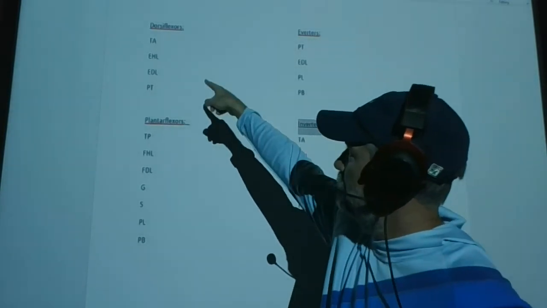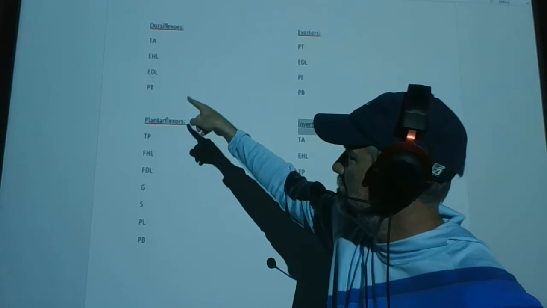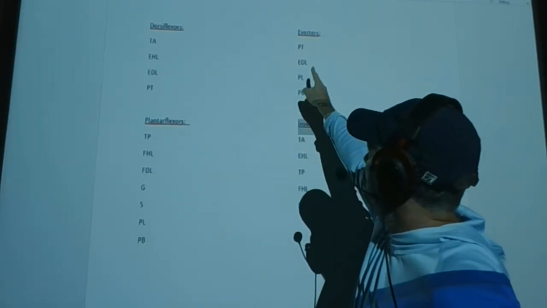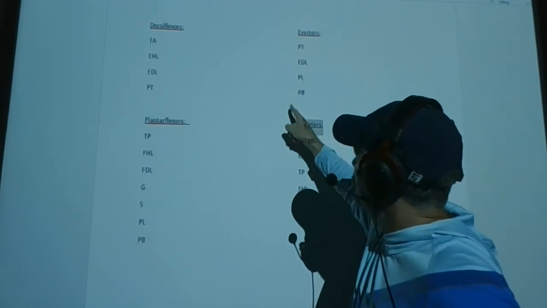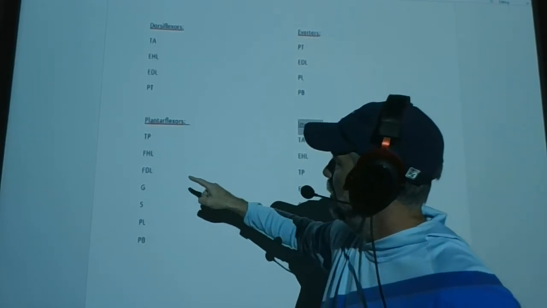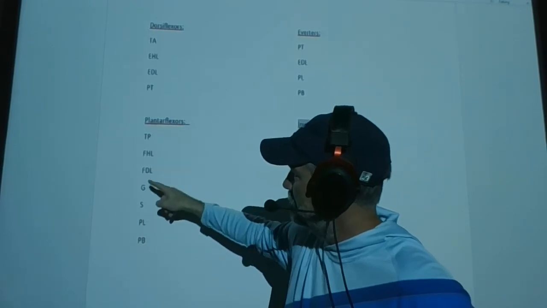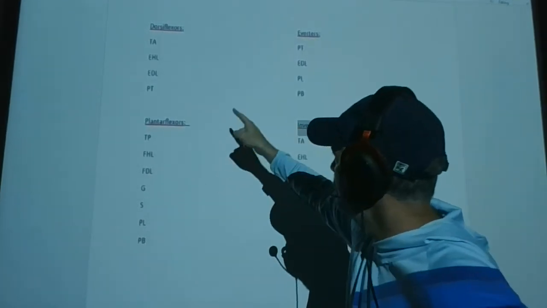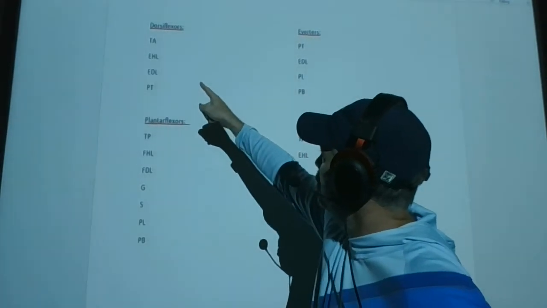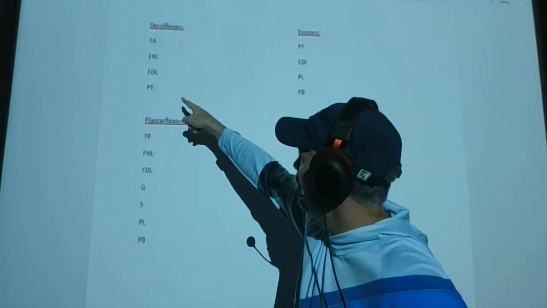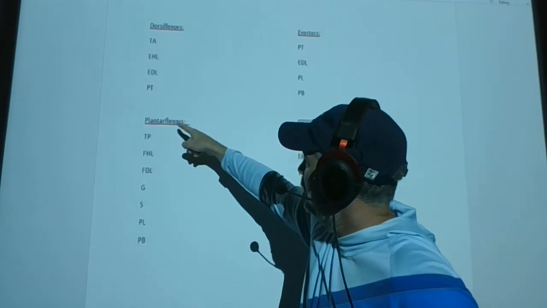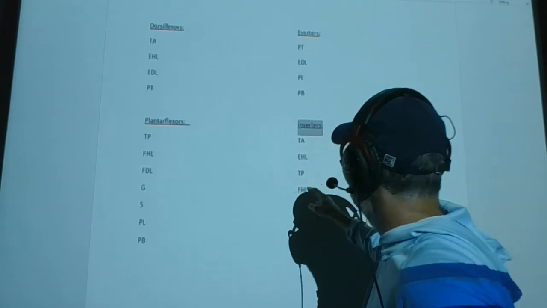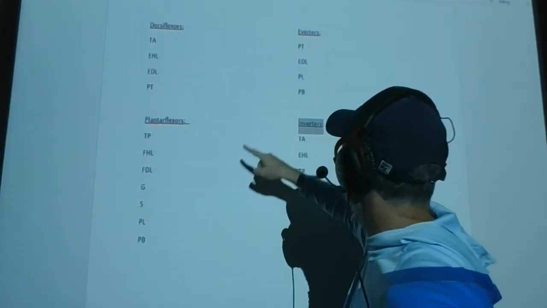So dorsiflexors: tibialis anterior, extensor hallucis longus, extensor digitorum, peroneus tertius. Everters: peroneus tertius, extensor digitorum longus, peroneus longus, peroneus brevis. Plantar flexors: tibialis posterior, flexor hallucis longus, flexor digitorum longus, gastroc soleus, peroneus longus, peroneus brevis. Notice that this muscle works with that group here, but then it's not working with that group here. Sometimes this is with these muscles, but sometimes that's with those muscles.